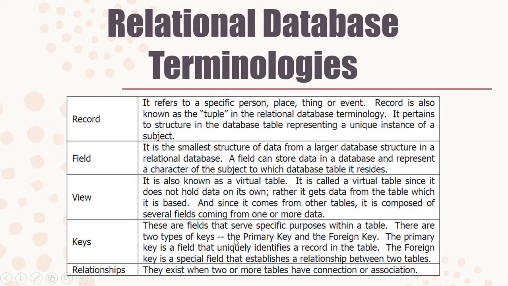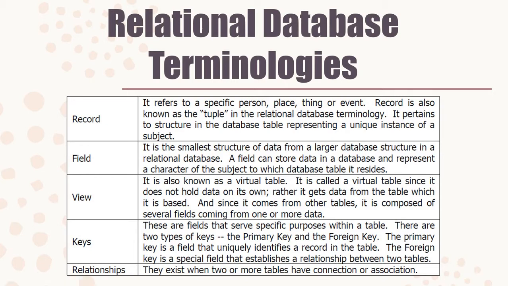Keys. These are fields that serve a specific purpose within a table. There are two types of keys, the primary key and the foreign key. The primary key is a field that uniquely identifies a record in a table. The foreign key is a special field that establishes a relationship between two tables. Okay, we'll talk about keys on the latter part of this lesson.